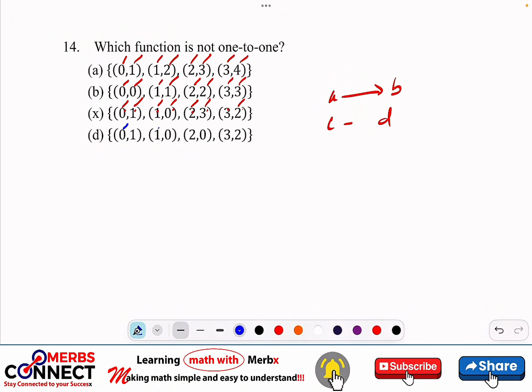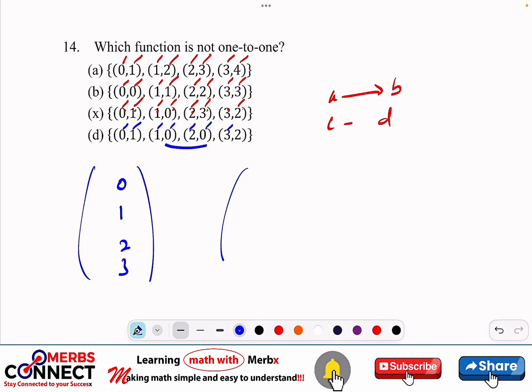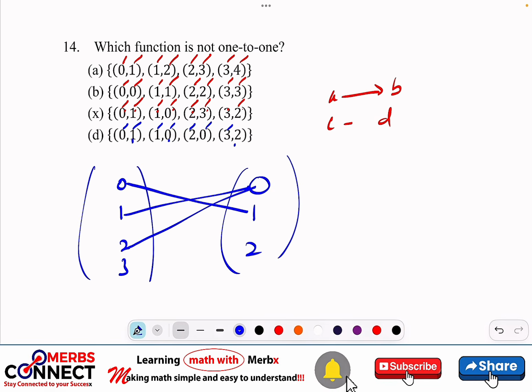We have 0, 1, 2, 3. They are not all distinct. We have 1, we have 0, we have 0. So 0, 0 is repeating here. So if I do this, I'm going to have 0, 1, 2, 3 as the domain. In the codomain, because 0, 0 is repeating itself, I can repeat it and have 1, 2. So 0 goes to 1, 1 goes to 0, 2 also goes to 0, and 3 goes to 2.